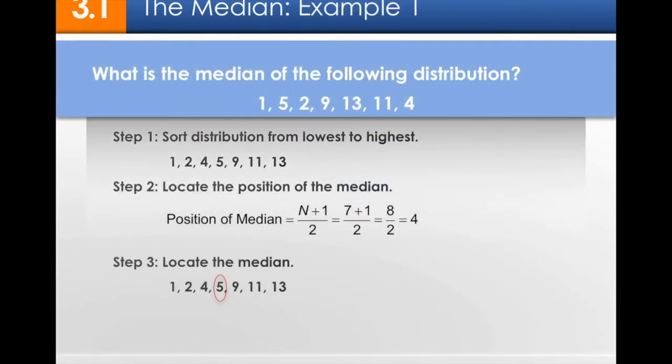So here we have a distribution 1, 5, 2, 9, 13, 11, and 4. Well, first we have to sort it from lowest to highest, okay? Then we want to find the position of the median, okay? So that's our sample size, n plus 1, divided by 2, okay? So we have 7 values in this distribution, plus 1 is 8, divided by 2 is 4. So we're looking for the number that's in the 4th position, and that happens to be 5.